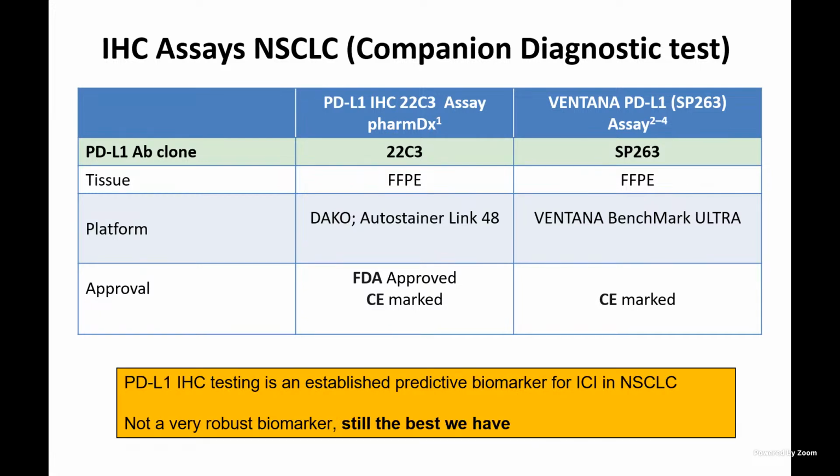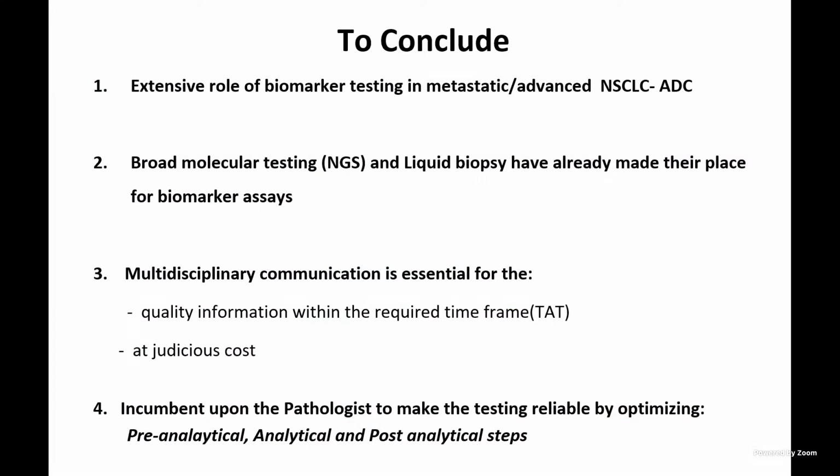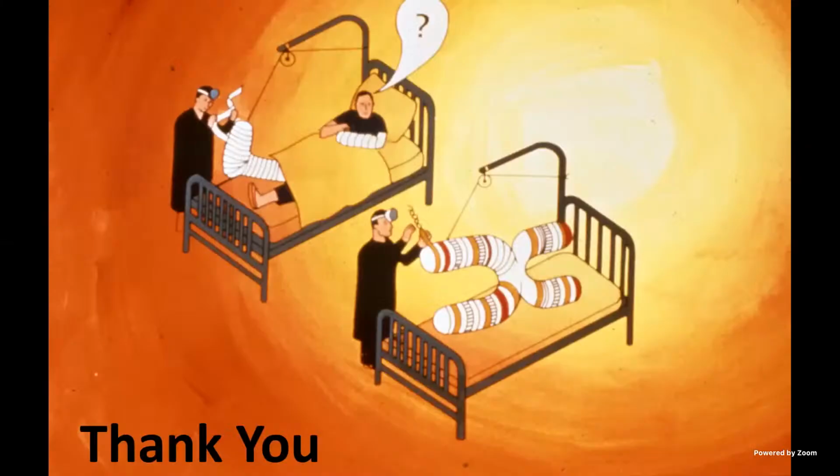PDL1 IC testing is an established predictive biomarker for immune checkpoint inhibitors in NSCLC. Although it is not a robust biomarker, it is still the best we have. To conclude, there is an extensive role of biomarker testing in metastatic or advanced NSCLC adenocarcinoma. Broad molecular testing, NGS and liquid biopsy have already made their place for biomarker assays. Multidisciplinary communication is essential for quality information within the required time frame to maintain the turnaround time, and that too at a judicious cost. And it's incumbent upon pathologists to make the testing reliable by optimizing the pre-analytical, analytical, and post-analytical steps. Thank you so much.